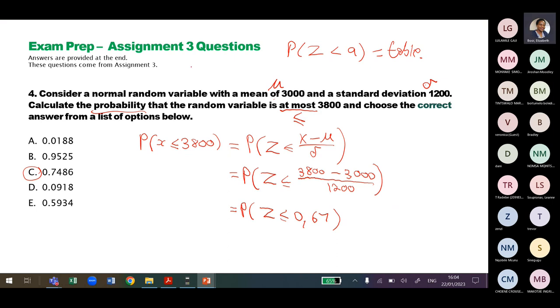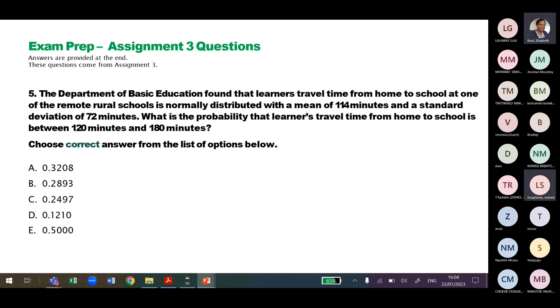If here they said at least, we would have taken this value and subtracted it from 1. Because it's at most, you just go to the table value, and the value we find is the answer. Okay. Moving on, unless there is a question. No questions. Let's move on to question 5.